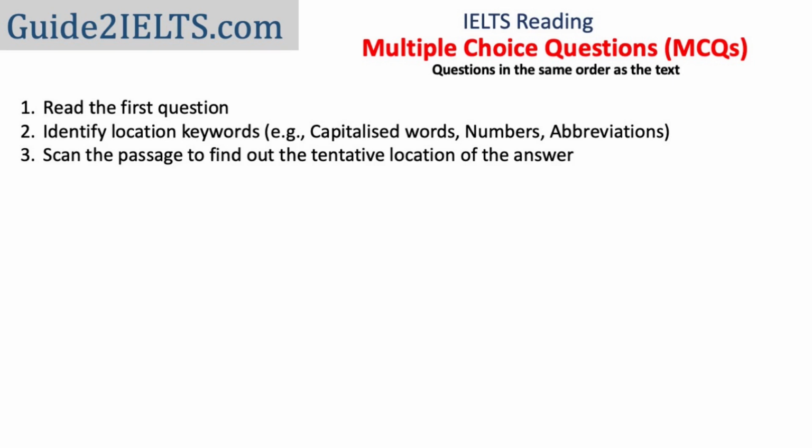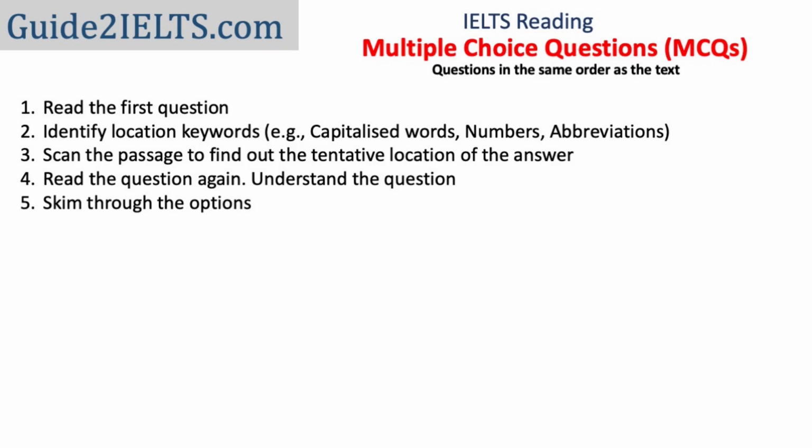Once you have some idea of where the answer may be, go back to the question, understand it thoroughly. Don't just search for keywords. This can lead to errors. Remember, the language in the question is usually simpler than the language in the passage. Then skim through the options. Skimming means read very quickly without going into any details. So we understand the question thoroughly, just skim through the options.